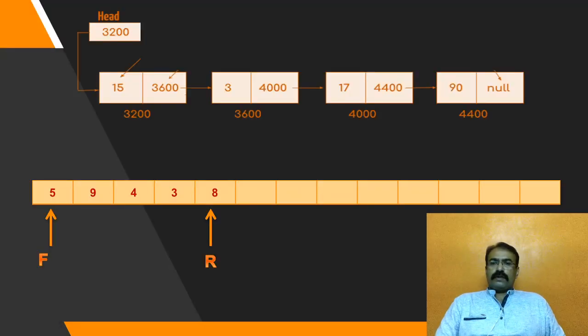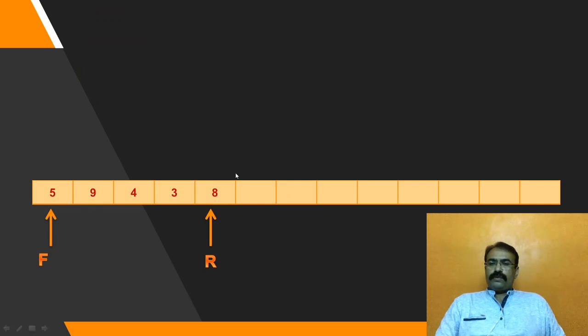Just to recall, what is a queue? A queue is a linear data structure which has two ends, unlike a stack. One is front, another is rear. From the front we delete the elements and from the rear we insert the elements.